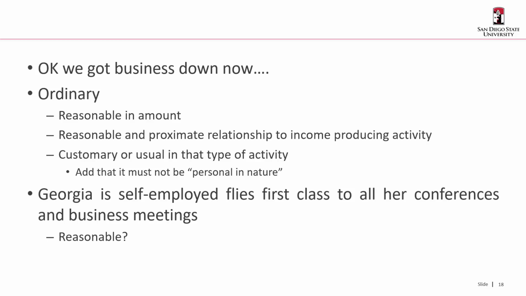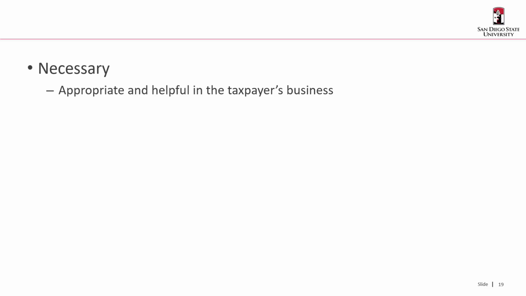All right. So let's say we have Georgia, and Georgia is self-employed, right? So let's say she has a small Schedule C business, and she flies first class to all of her conferences and business meetings. So would that be reasonable? And actually, even though it feels like maybe it wouldn't be, right, because she's flying first class, the service has a pretty strong history of being pretty liberal with respect to what it means to be reasonable.